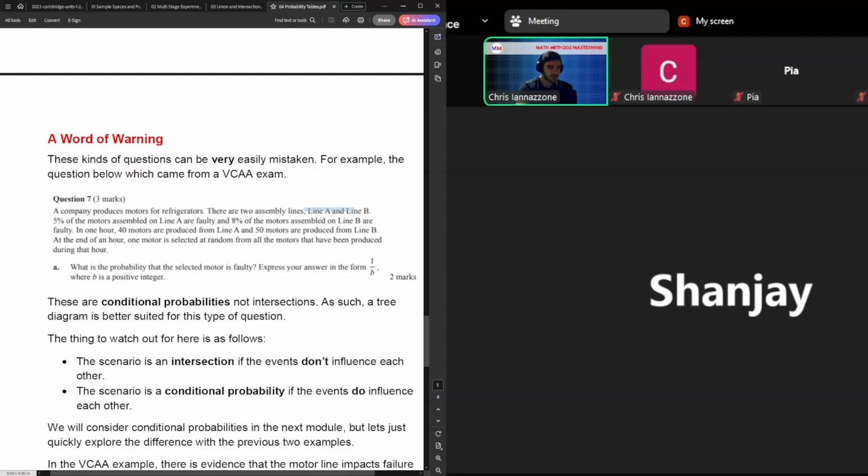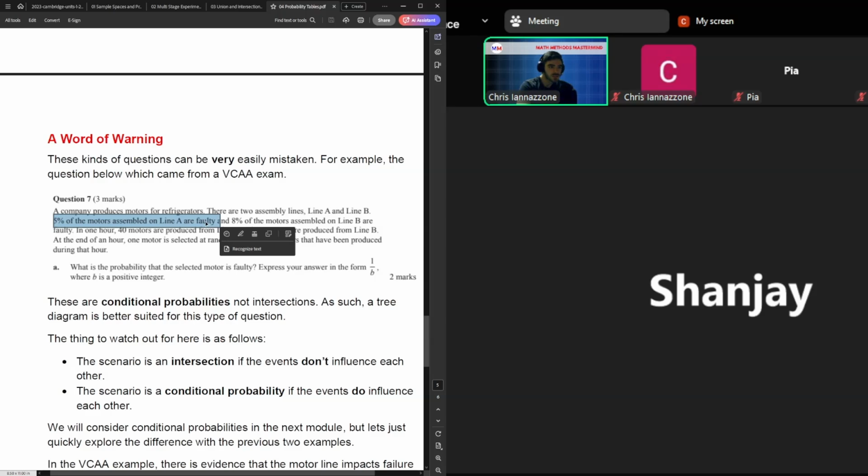So in this case, this kind of looks like what we were describing earlier. We have two assembly motors, line A, line B, and we have faulty or not faulty. Unfortunately, the way it's described is actually conditional, in the sense that 5% of the motors on line A are faulty. You might think that's an intersection between line A and faulty, but faulty is actually dependent on the motor that it came on, the production line that it came from.